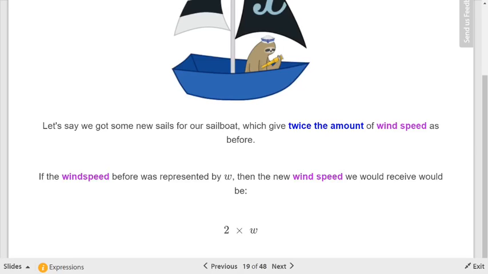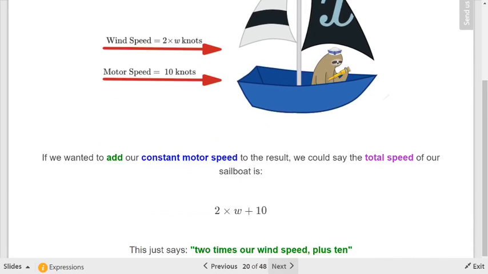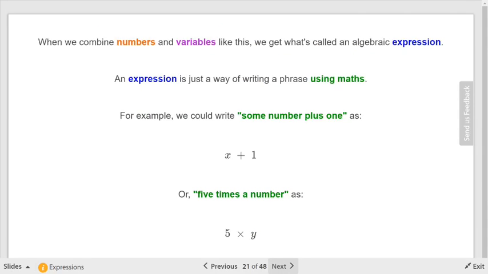Oh, that's cute. Okay, so what if the wind was going 2 times W knots and the motor was 10 knots? We could create an expression to represent that. 2 times W plus 10. Okay, all right. So the only difference is it doesn't have an equal. Exactly. Notice there's no equal symbol, otherwise that would turn it into an equation. Excellent.